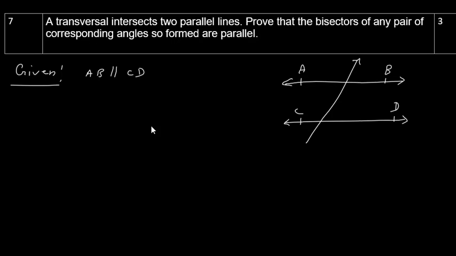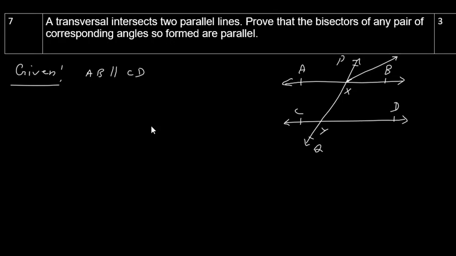So let us name this transversal as PQ. Now AB is parallel to CD is given. We have to prove that the bisector of any pair of corresponding angles so formed are parallel. So I will take this one angle P, here let us name this as X, and here let us name this as Y. So I will draw a bisector here.